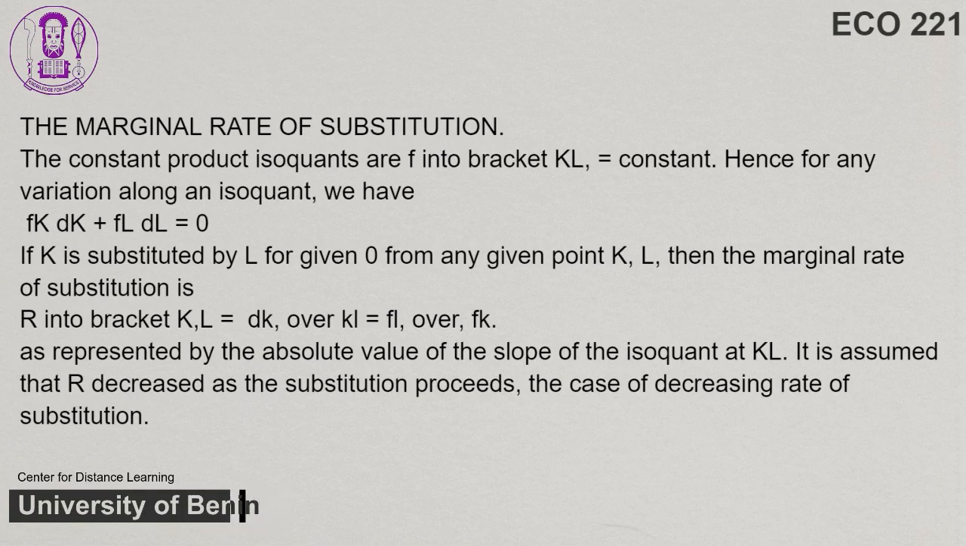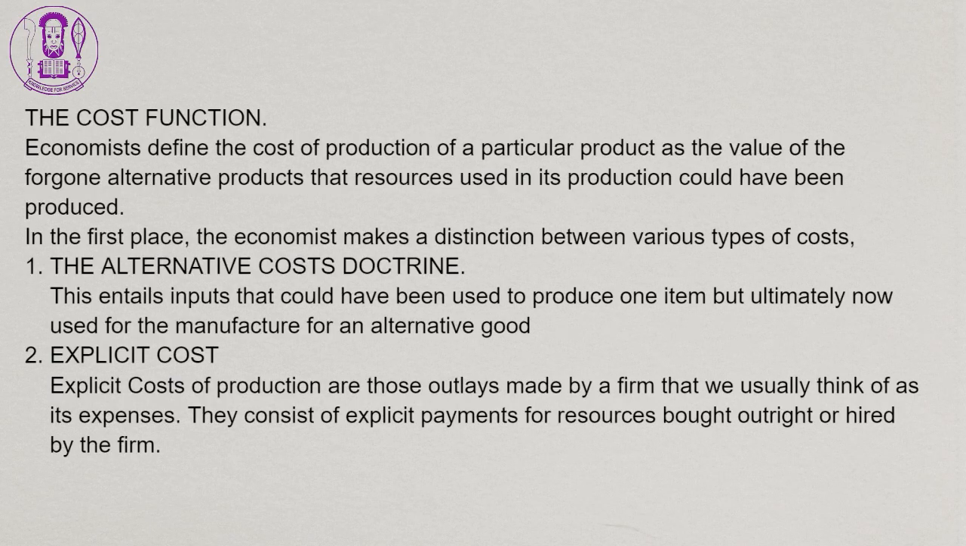It is assumed that R decreases as the substitution proceeds, the case of decreasing rate of substitution. The cost function. Economists define the cost of production of a particular product as the value of the foregone alternative products that the resources used in its production could have produced. In the first place, the economist makes a distinction between various types of costs.